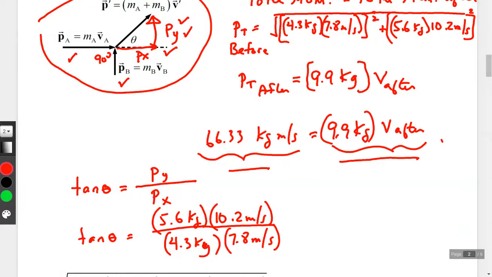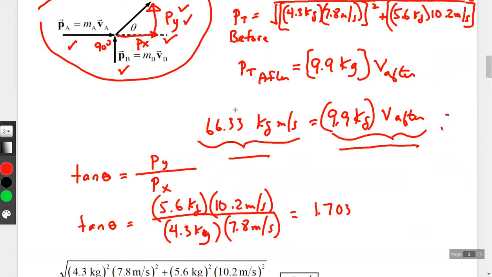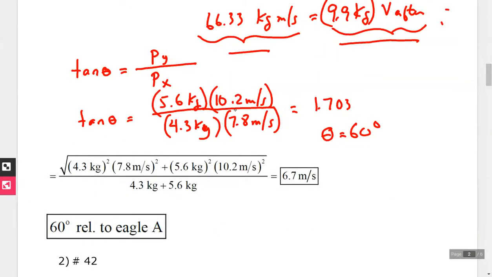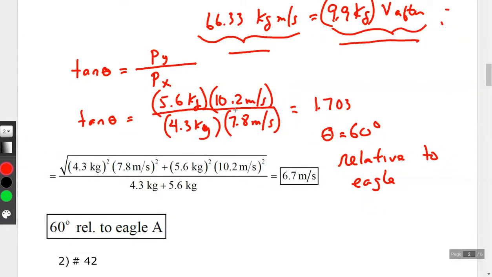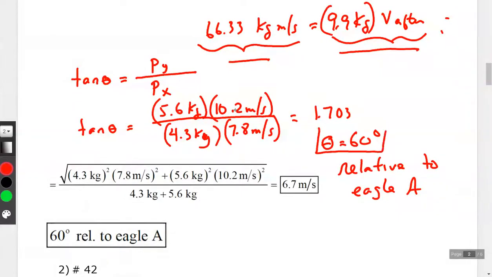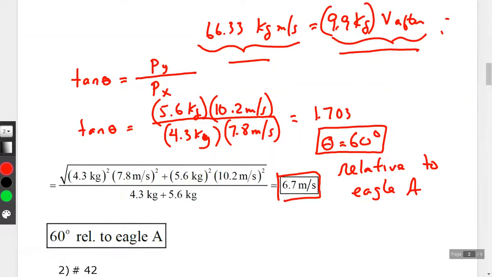And that's how I can find the angle, so I get the direction. So the tangent theta equals 1.703. Then you do the inverse tangent, and it rounds to 60 degrees. So what's the direction? It's 60 degrees relative to eagle A. What does that mean? Let's go up to the picture. Here's eagle A's initial path, and it's 60 degrees from that path. So the answer is 60 degrees is the direction relative to eagle A, and the velocity was 6.7. That's probably a lot to digest.